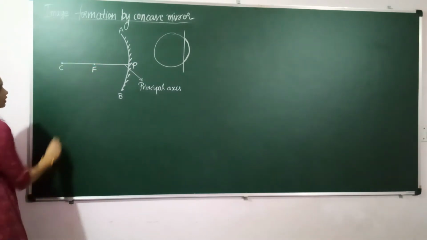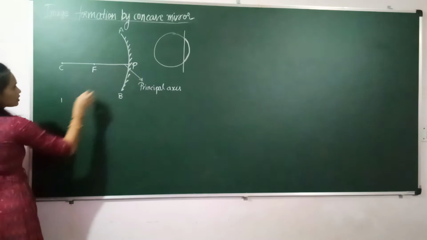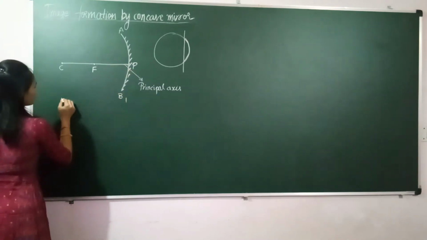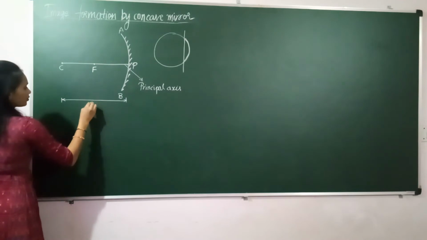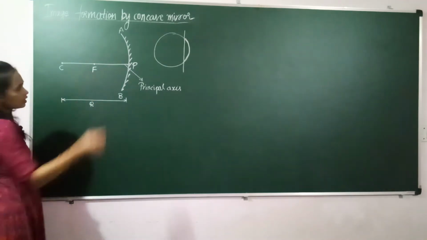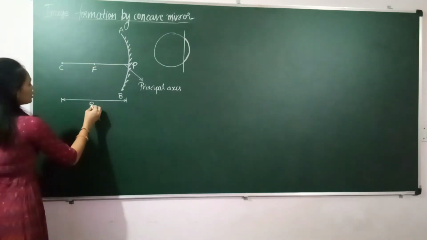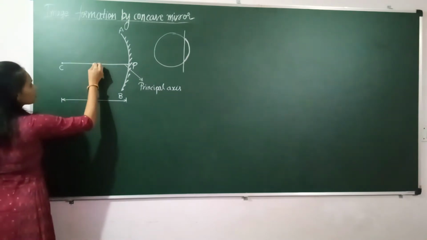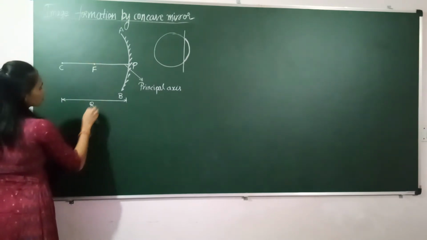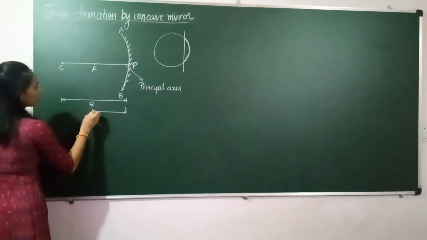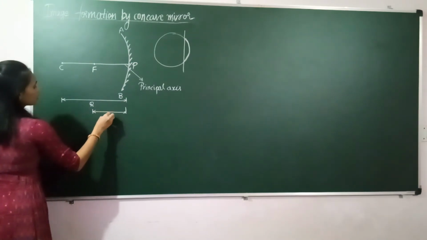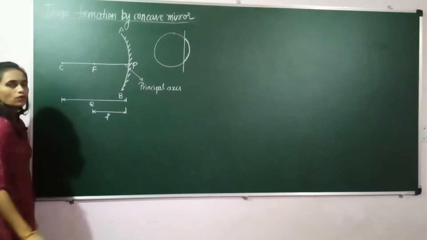And next, the distance from center of curvature to pole we will call the radius of curvature. This is the radius of the imaginary sphere, so we will represent it as R. And next, the distance from focus to the pole we will call the focal length. We will represent it as f. So this is our focal length.